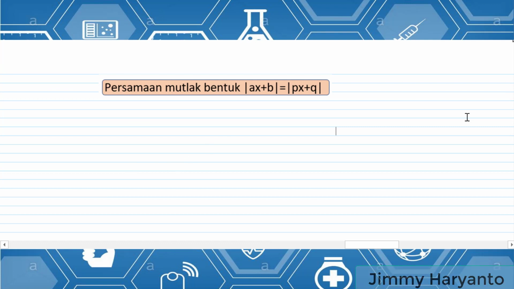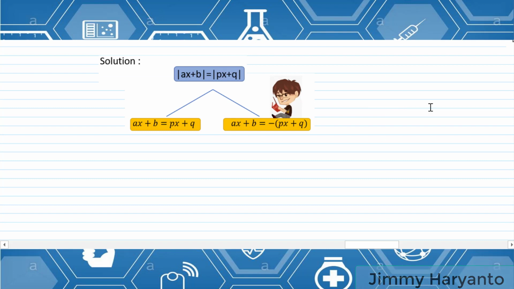The next is an absolute value equation in this form. Sorry for the language, I forgot to translate this part. The form will be the absolute value of ax plus b equals the absolute value of another expression. So at the left side we have an absolute value, and the right side we also have an absolute value function. How to solve this? The solution will be the same as the previous form. We have to split it into 2. The first one is positive and the next is negative.